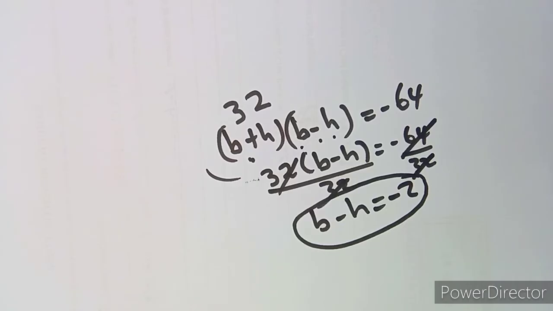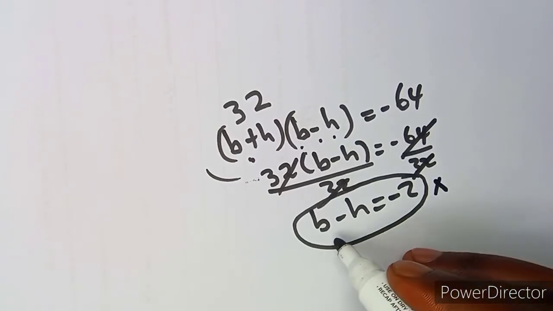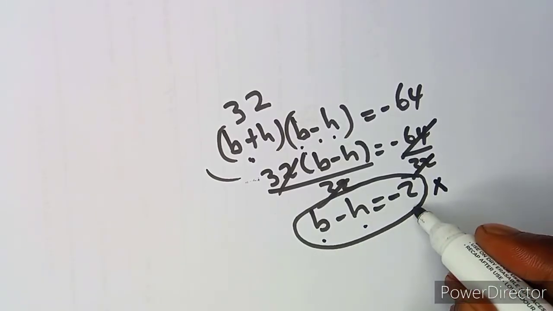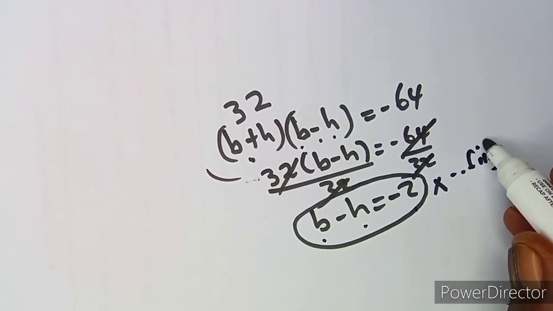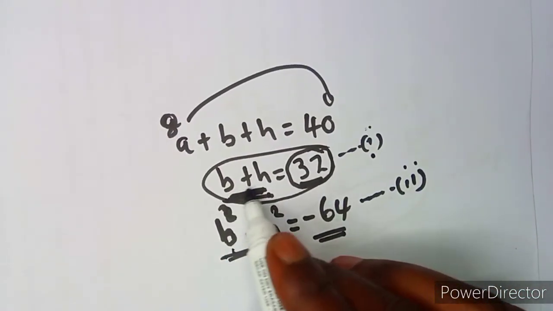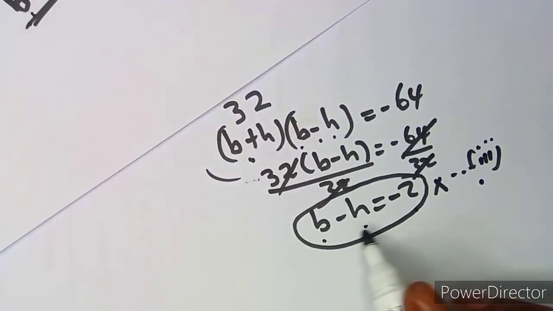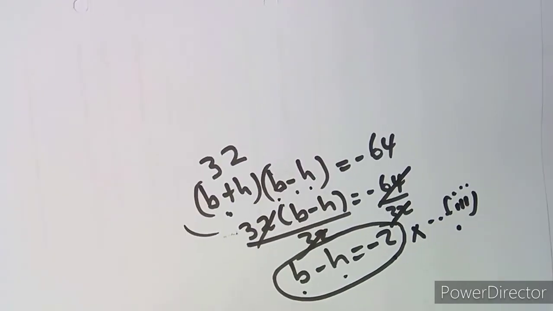So we now have a linear equation. Instead of working with this quadratic part, we can now work with this linear equation where b minus h equals minus 2. As you can see, this is our equation 3. So it's easier for us to solve equation 1 and equation 3. Why? Because both are linear. This one is linear, the highest exponent is 1. This one is also linear, the exponent is 1. So you can write down these two equations, and we are now solving the first equation and the last equation.